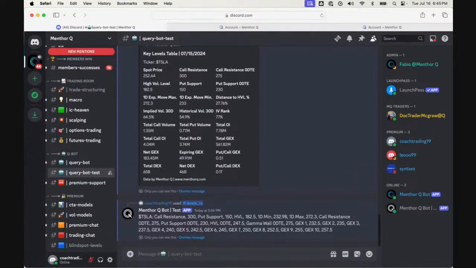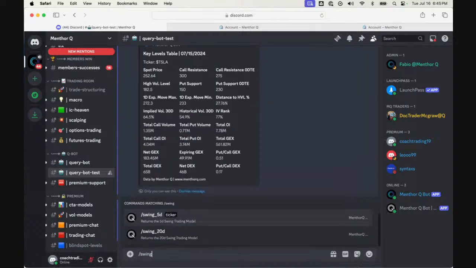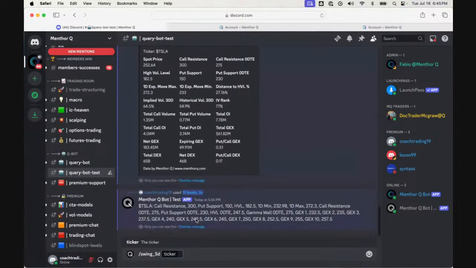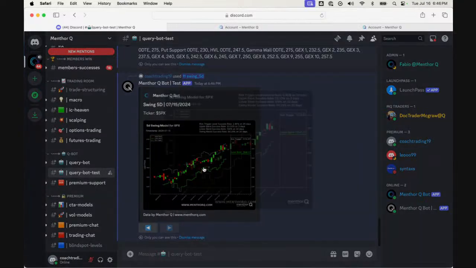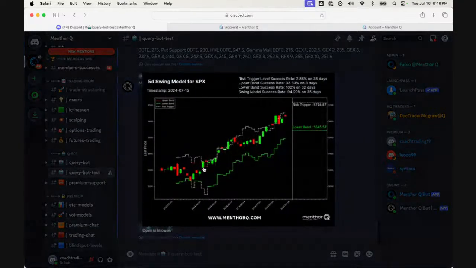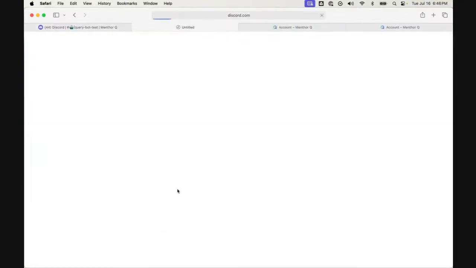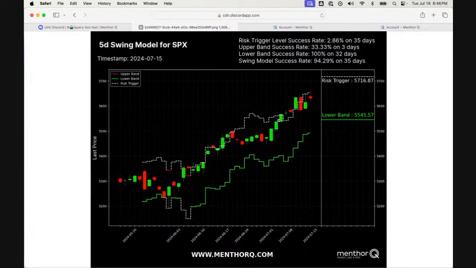Okay, I found it. So let's just put up the 5-day model. To do that, so that we can give a live demo in the meantime, you can type in the command swing, which is the code for the model. We can type in either 5 days or 20 days. Which ticker do you want, Doc? Let's just pull up SPX for starters. Okay, so there you go. That's easier to see.